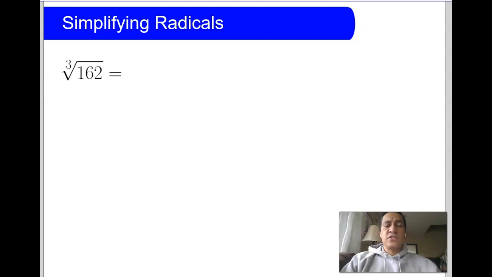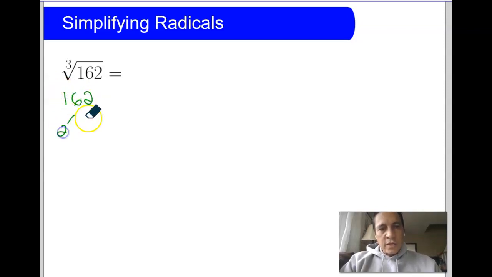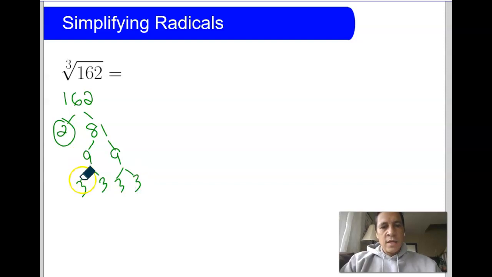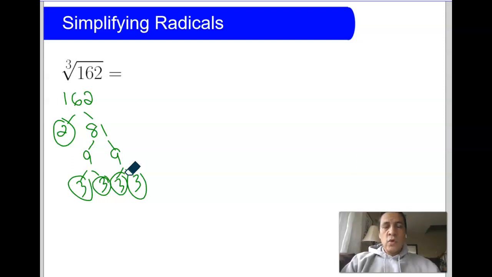And now let's look at this if it's a cube root. So if it's a cube root, I'm going to do the same thing. I'm going to find the prime factors of 162. I know that's 2 times 81. 2 is prime. 81 is 9 times 9. 9 is 3 times 3. 3 times 3. These are my prime factors. Now I'm looking for the cube root, not the square root, the cube root. So when I look for this, I want to get groups of 3 factors.